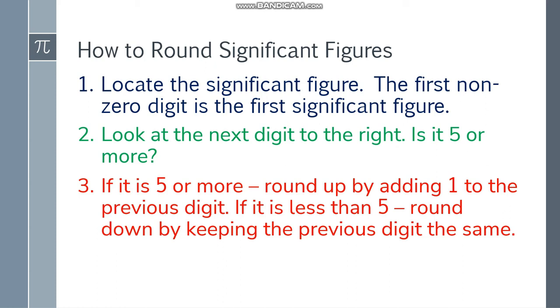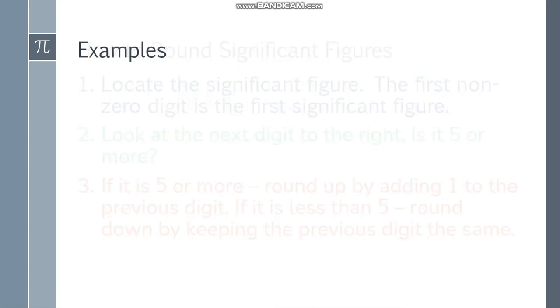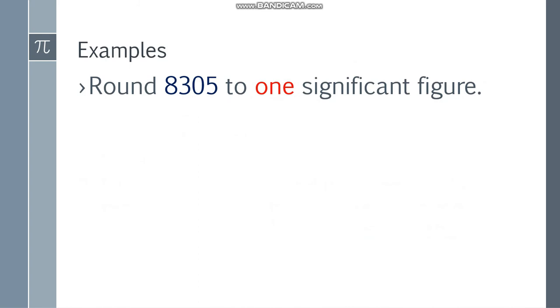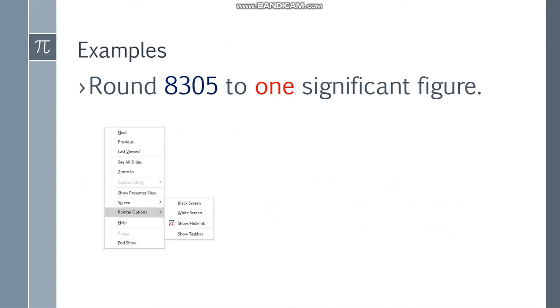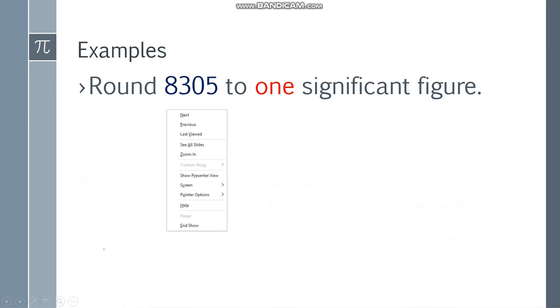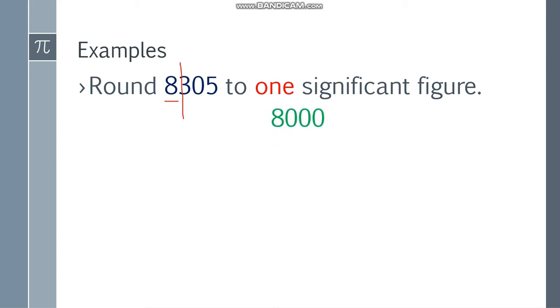So let's have some examples. Example number 1: round 8,305 to one significant figure. Check the number. The first digit from the left is 8. Now, check the next digit. This is 3. Since it is less than 5, you will round down. The final answer will be 8,000.